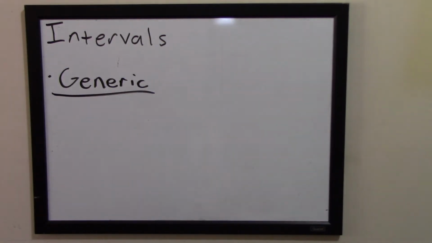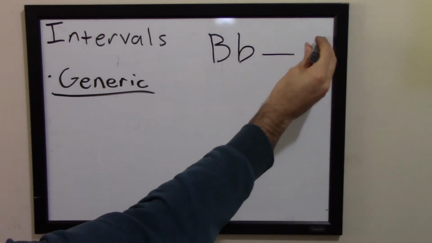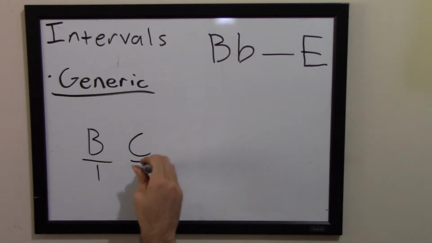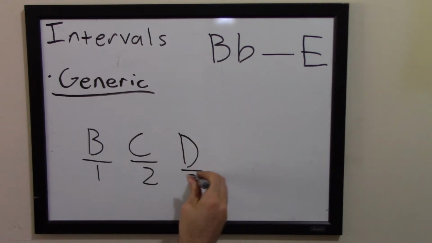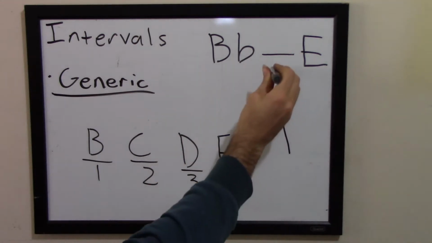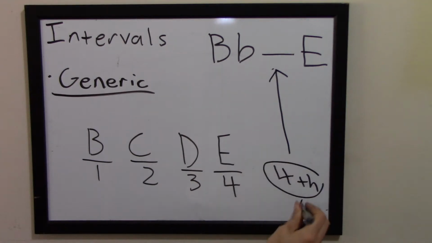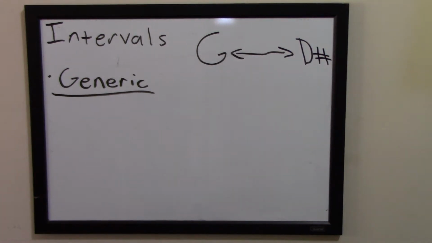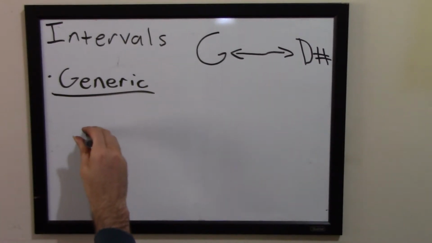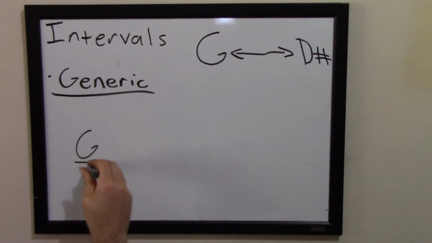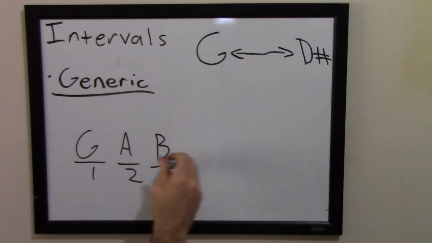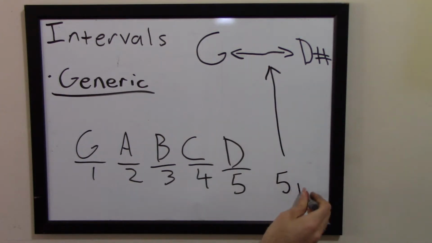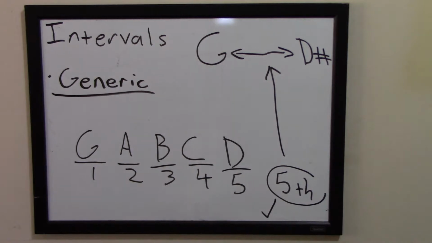Say you want to go from B flat to E. So you're going to ignore the flat and just count from B to E. B is 1, C is 2, D is 3, E is 4. So the distance from B flat to E is some kind of fourth. One more example, say you want to go from G to D sharp. You ignore the sharp sign on the D, there's nothing to ignore on the G, and you just count from G to D. G is 1, A is 2, B is 3, C is 4, D is 5. So the distance from G to D sharp is some kind of fifth.